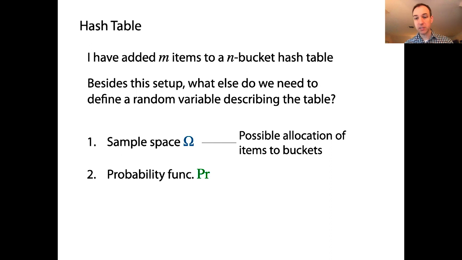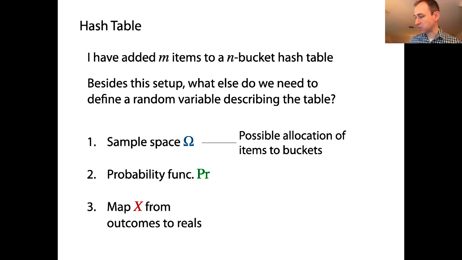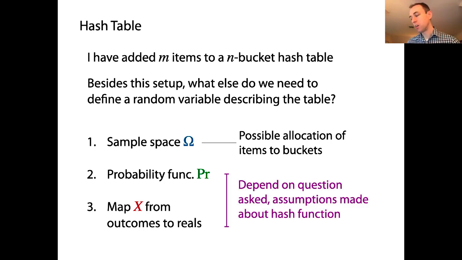We also need the probability function, right? So in this sample space, what's the probability of each possible configuration if the sample space is all possible configurations of the hash table? So we need that too. And then finally, we need the map from the outcomes to real numbers, right? Now, these last two things, the probability function and the map, and to some degree also the sample space, but mostly these second two, really depend on what's the question that we're trying to ask, and what are the assumptions that we're going to make about the hash function that's spreading the items out across the bins.